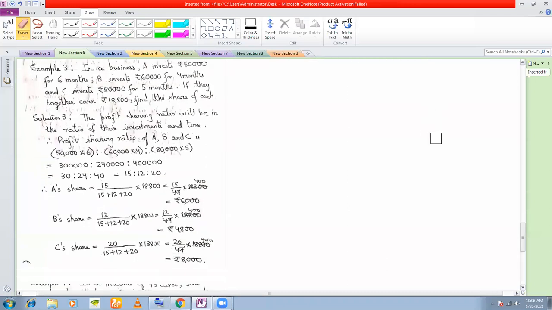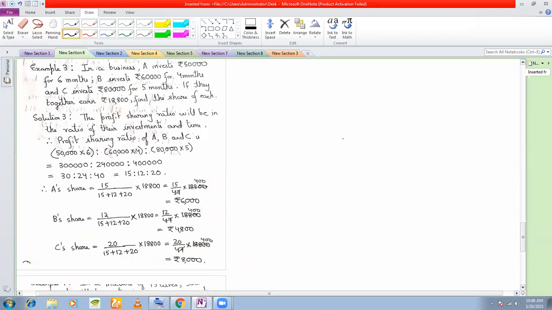The question here is, in a business, A invests rupees 50,000 for 6 months. B invests 60,000 for 4 months. C invests 80,000 for 5 months. If they together earn 18,800, find the share of each. Now they are investing in a business.